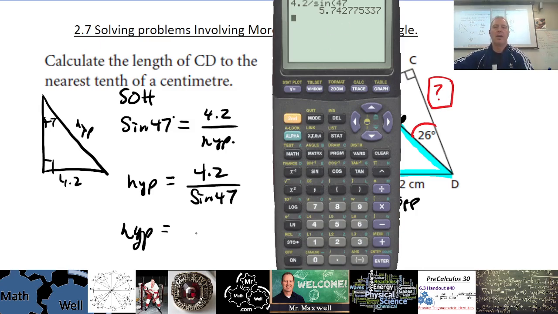Now, here's the thing, guys. Listen, some of you are rounding. The question asks for the length of CD to the nearest tenth of a centimeter. Some of you are rounding to a tenth of a centimeter throughout a multi-step problem. Not a good idea. You save rounding for the very last step. So what I'm saying is that you should keep as many decimal places as possible in your calculations while you're doing the question, and only round at the very end.